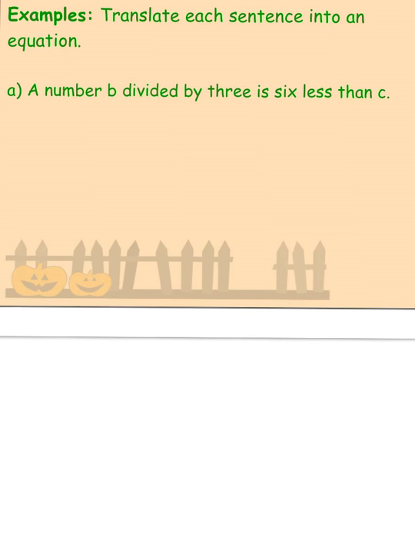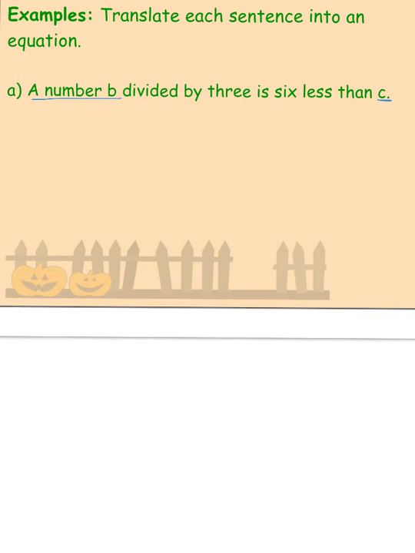So let's take a look at our first example. What we're going to be doing is translating this sentence into an equation. So let's go through our steps. Our first step tells us to look for the unknown. So we're going to read it, and when we come to that unknown, we're going to underline it. So it says a number B. Oh, there's a letter. That's part of our unknown. Divided by 3 is 6 less than C. Oh, there's another letter. That's our other unknown.